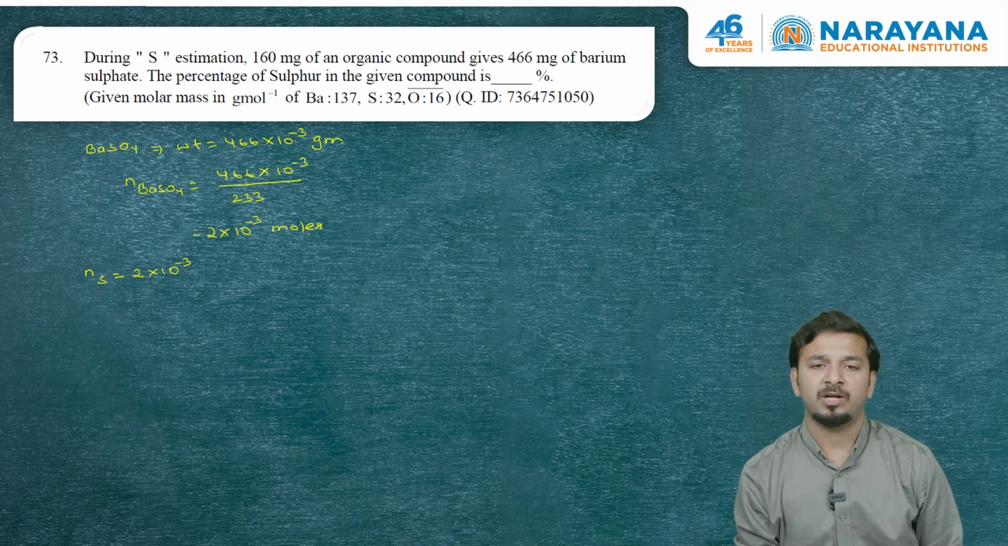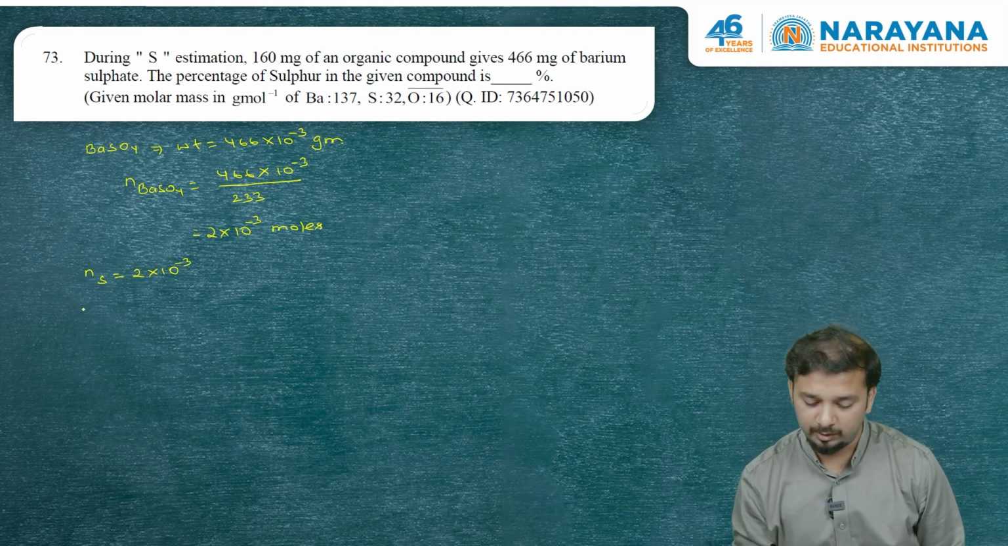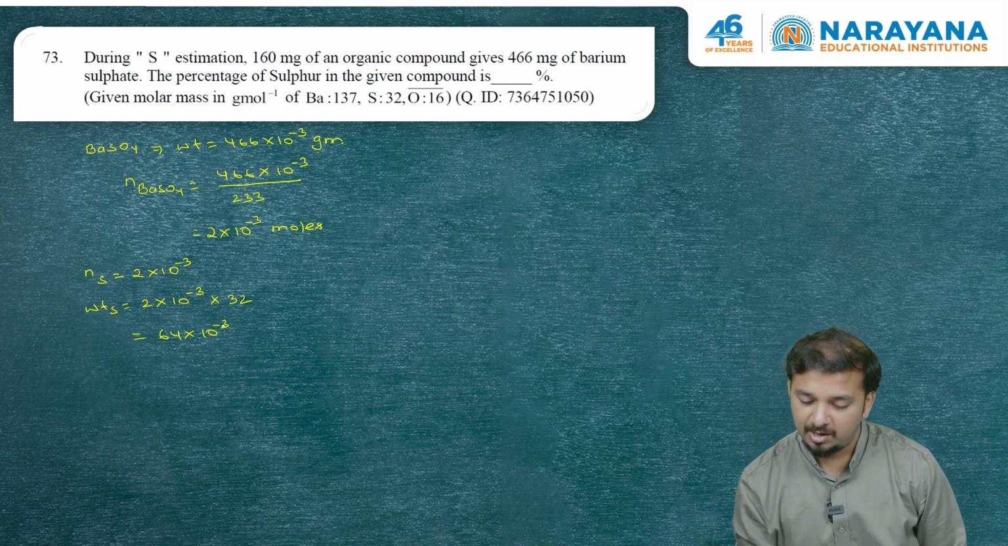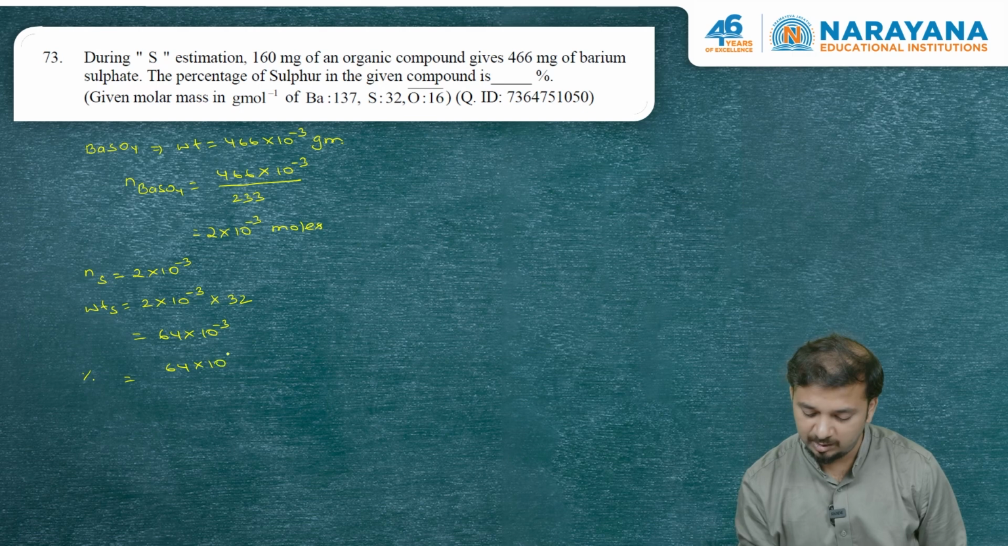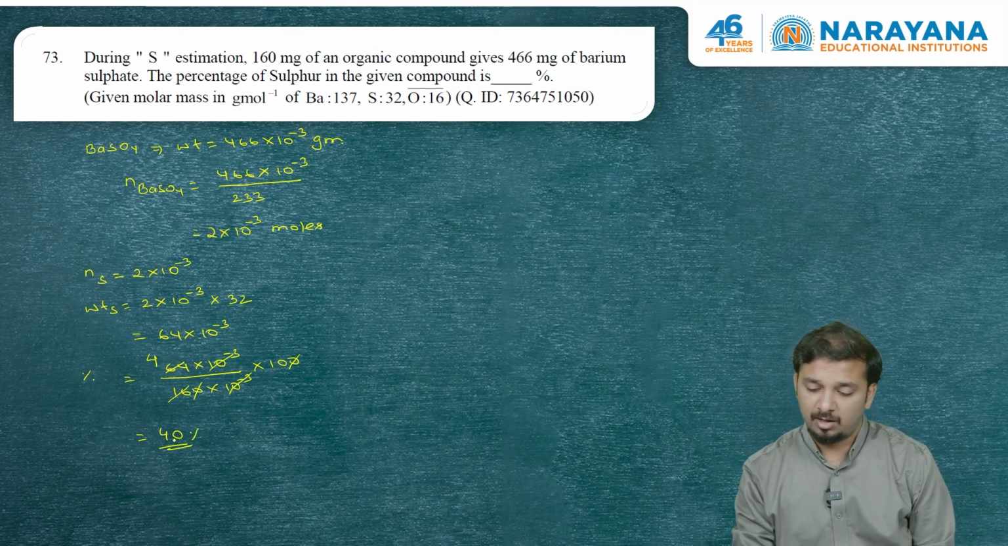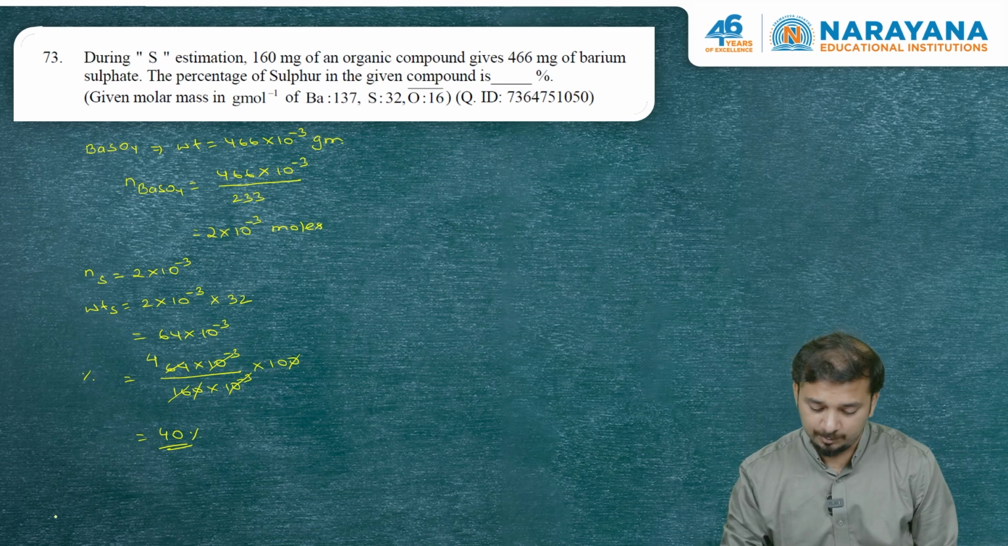And the same moles of sulfur is present in the organic compound. So we can calculate the weight of sulfur. Weight of sulfur will be moles into its molar mass, which is 32. So it is equal to 64 into 10 raised to the power minus 3. So percentage of sulfur will be 64 into 10 raised to the power minus 3 upon 160 into 10 raised to the power minus 3 into 100. This is cancelled out, this is cancelled out. 16 into 4 is 64. So we'll get 40% as the answer. So 40% of sulfur is present in the given compound.